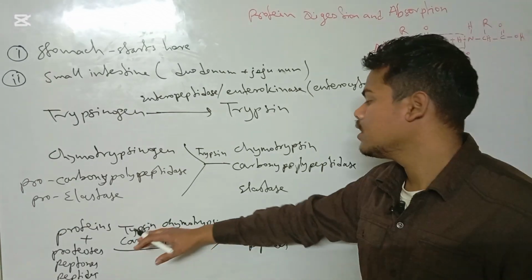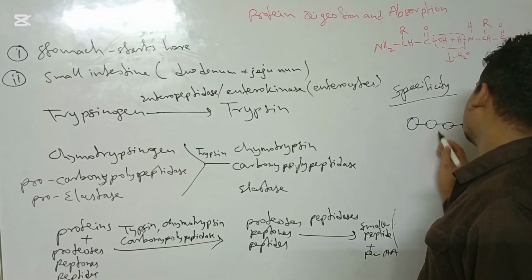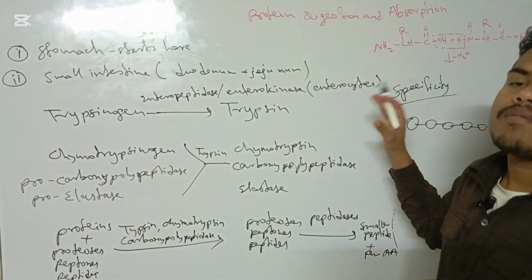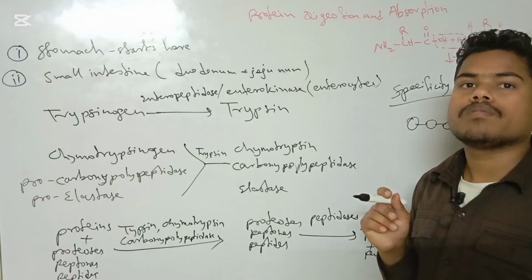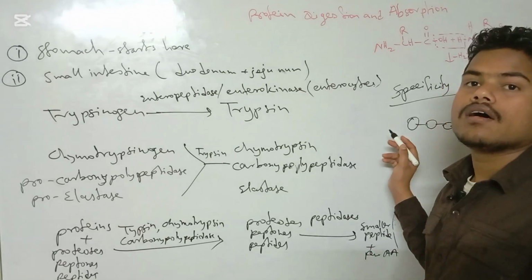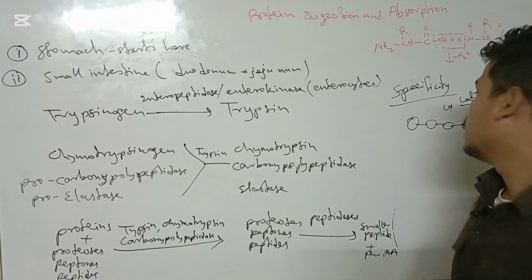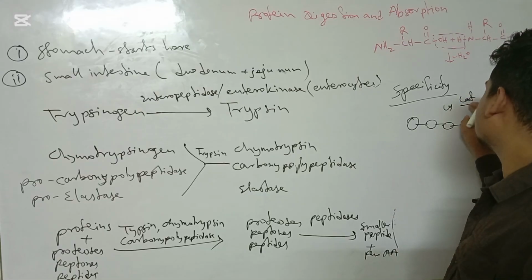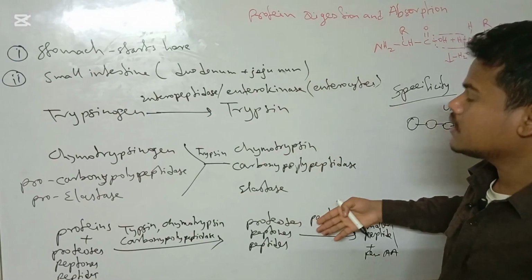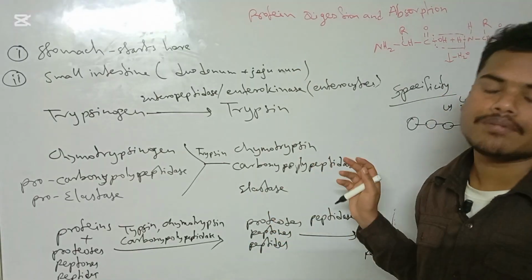For example, trypsin will cause breakdown of the peptide bond only if the carboxyl end of the bond is provided by lysine and arginine. If the carboxyl group is provided by the lysine and arginine amino acid, then only trypsin will act on that peptide bond. So for their specificity on the basis of the amino acid, they require many types of enzymes.